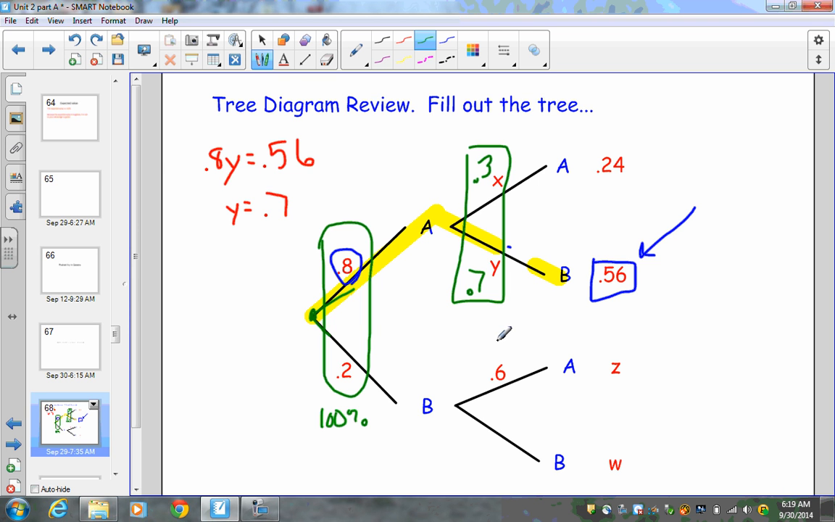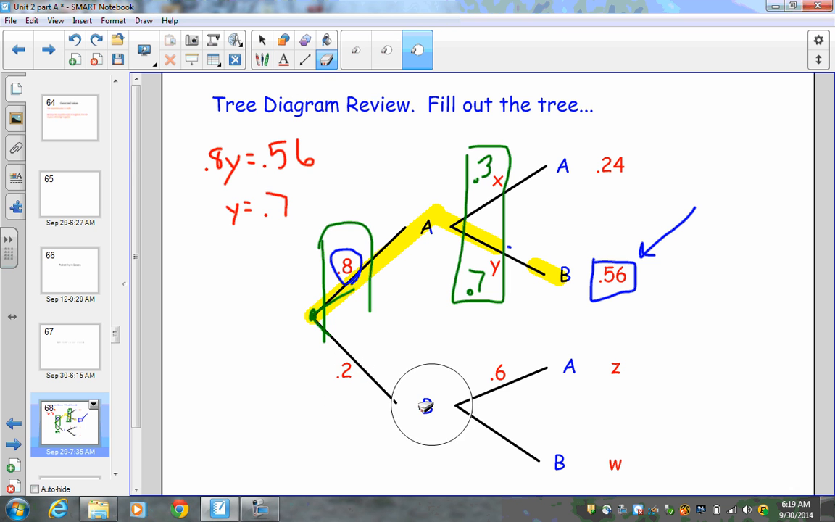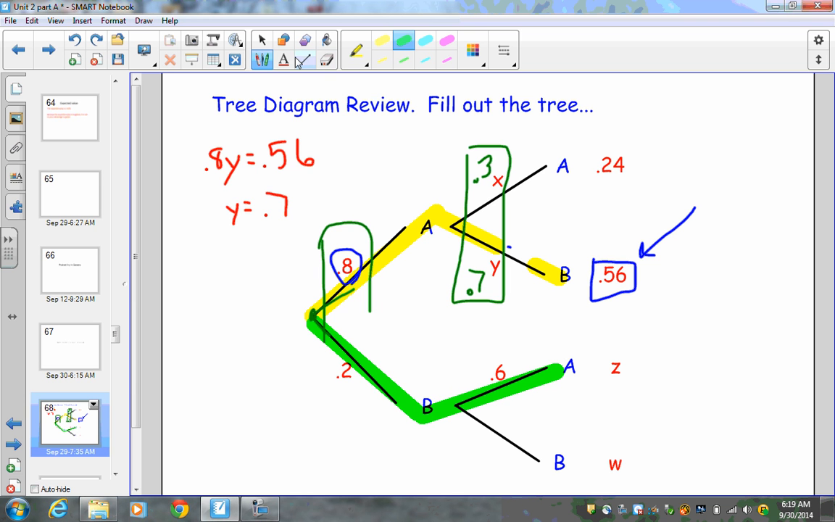All right, so let's move down to this right here. Finding Z. Let me clean this up a little bit, since I wrote all over my tree here. To find Z, that's actually a step below what we've been working on, because it's easy here. 0.2 times 0.6, that's pretty simple. We've done this before. That's going to give us 0.12.